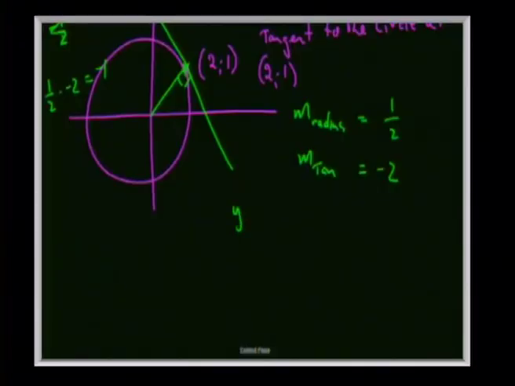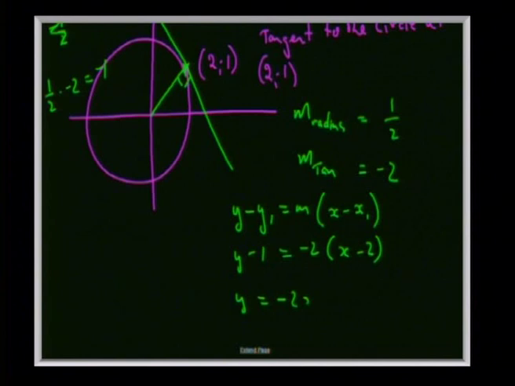Yes, substitute in the point. Absolutely correct. y minus y1 is equal to m into x minus x1. So y minus 1 is equal to negative 2 into x minus 2. I've substituted in the point of contact of the tangent and the circle, and I've substituted in the slope of the tangent. Tidying this up, y is equal to minus 2x plus 5. Negative 2 times 2 is negative 4, minus the 1 from the other side gives 5. That is the equation of the tangent.